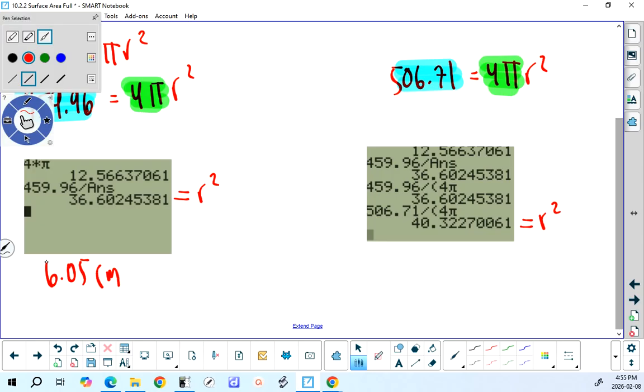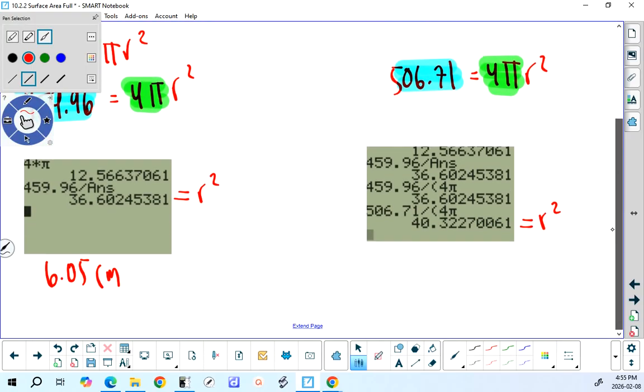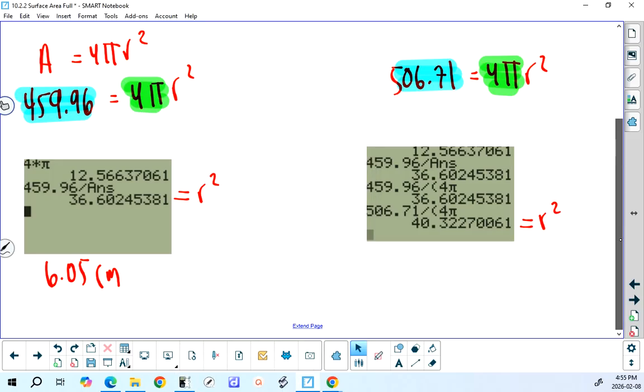That's centimeters? It's got to be centimeters. Can't be inches. No, it's centimeters. And for the other one, I'm going to take the square root of the 40.3 something and get 6.35 centimeters.